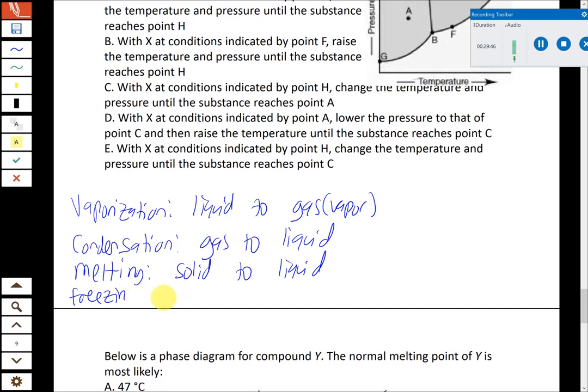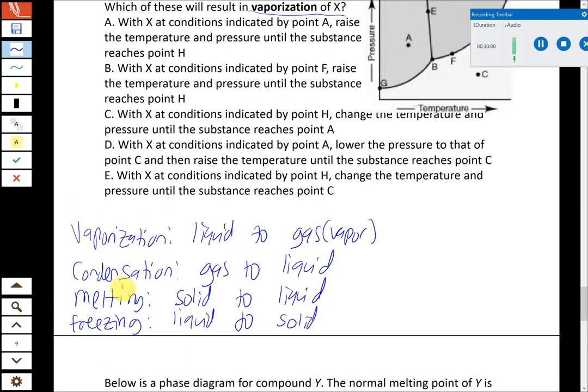Actually, sorry, freezing is just the proper term for that. We won't confuse you with fusion. Freezing is going to be the other process, going from liquid to solid. All right, so most of these are terms that you use in your everyday life. Vaporization, perhaps not the most common one, but this is the different phase changes we have in a phase diagram.